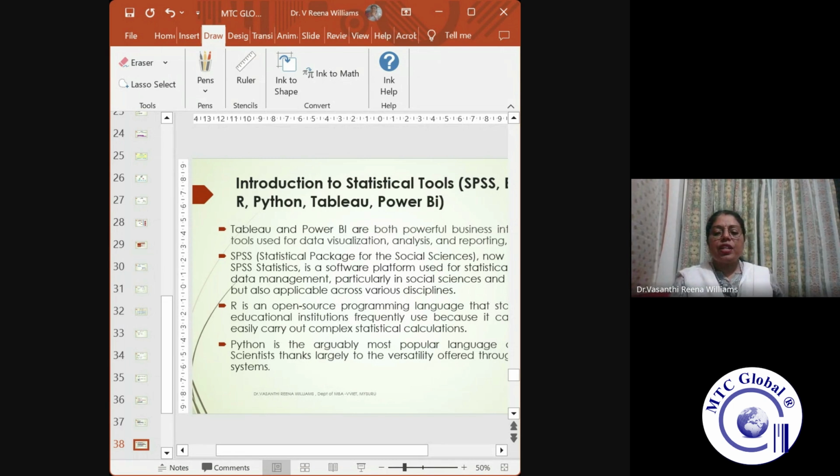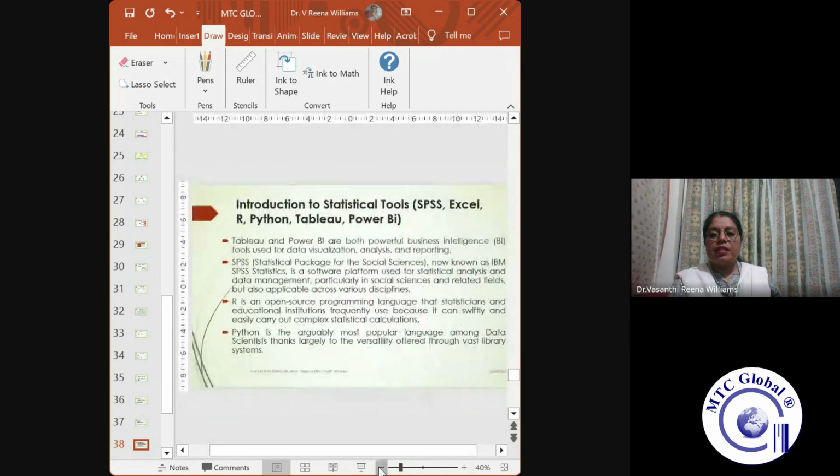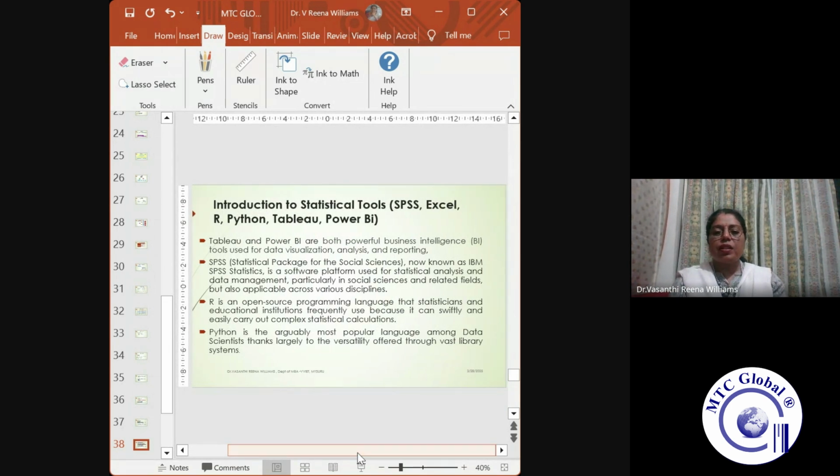The next is Introduction to Statistical Tools. That is SPSS, and just sharing a few here, because these are ones which we are using now. So Introduction to Statistical Tools, SPSS.